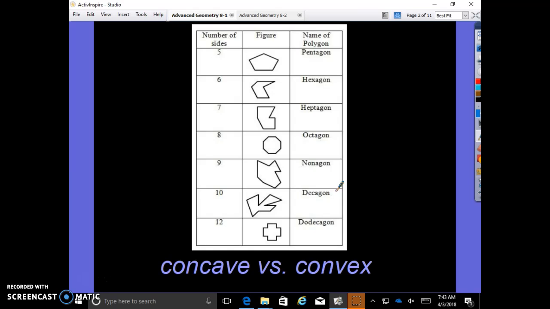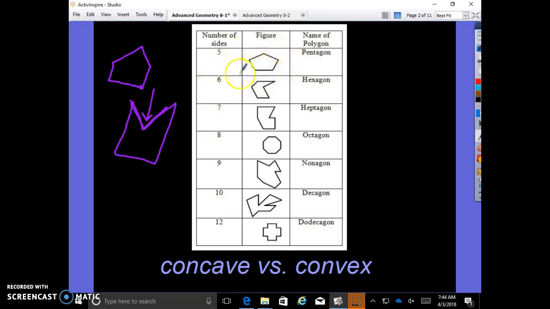So now, what is the difference between concave versus convex? Concave is where it's caving in. So a shape that goes like this, it's caving in right here. Do you see how it's caving in? Whereas opposed to this pentagon, everything's pushing outward. So this is a convex pentagon. This is a concave pentagon. The roof is caving in.